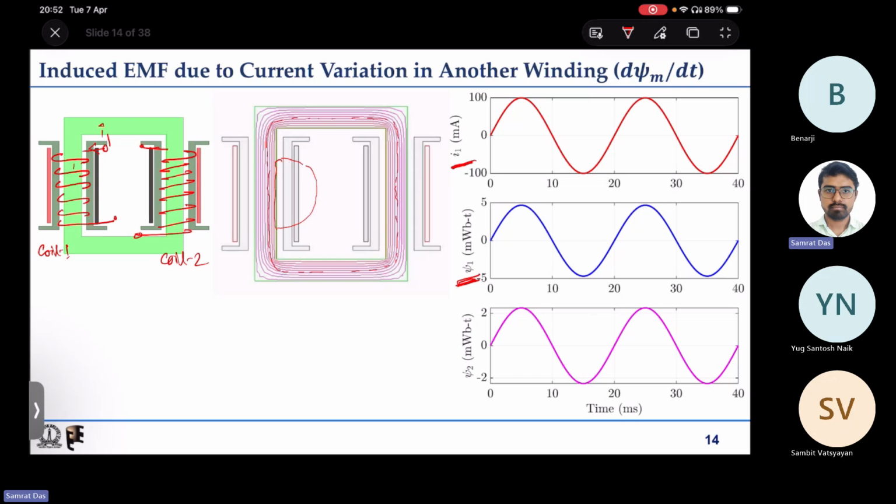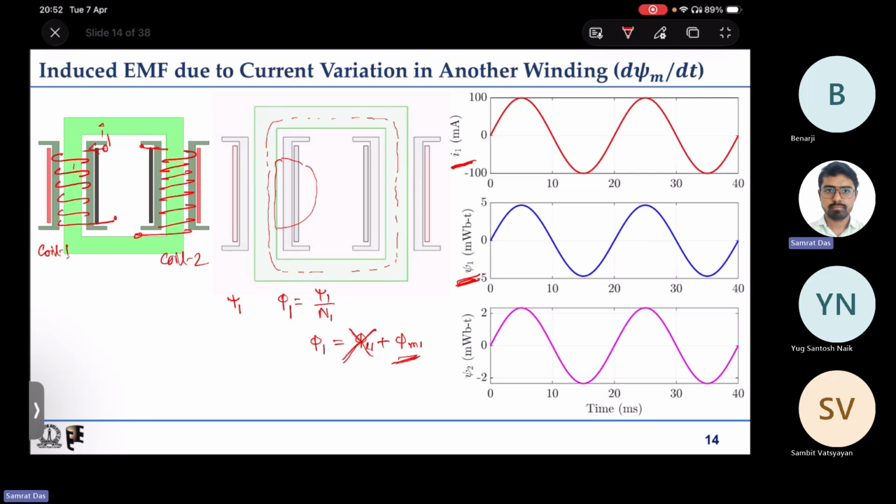So if the flux linkage of the first coil is psi 1, then the flux will be psi 1 by N1, if N1 is the number of turns. Say the total flux is phi 1; part of phi 1 may be leakage, phi L1, and part of that may be mutual, phi M1. So this phi M1 part is almost negligible, so we are neglecting this part as of now.